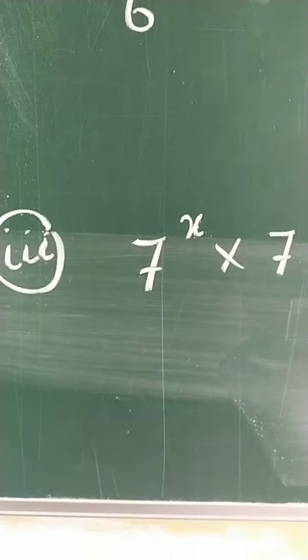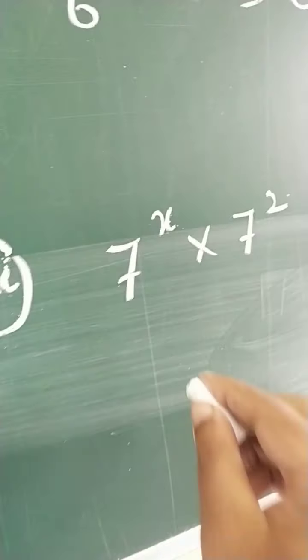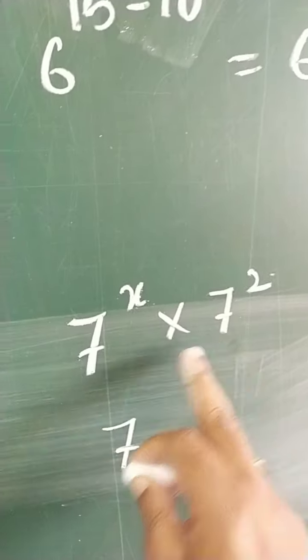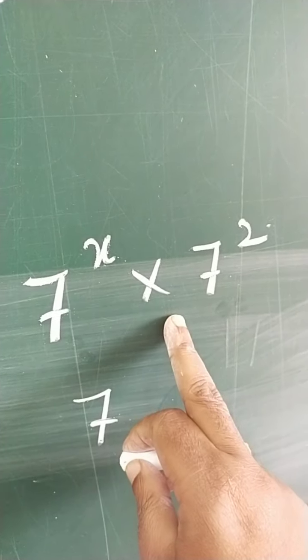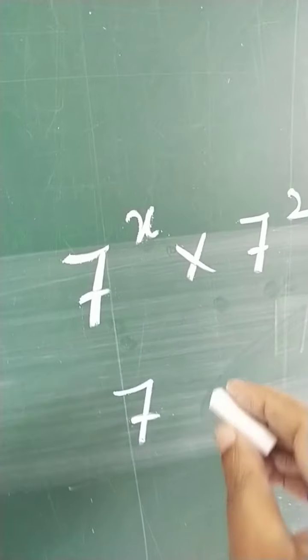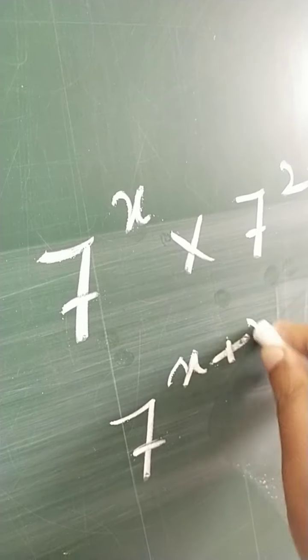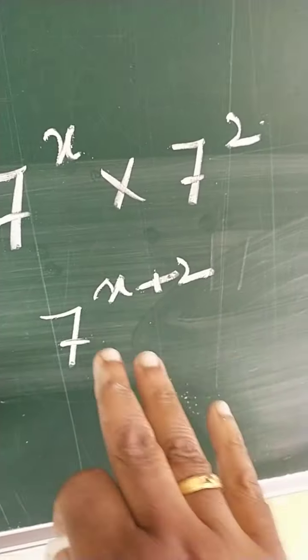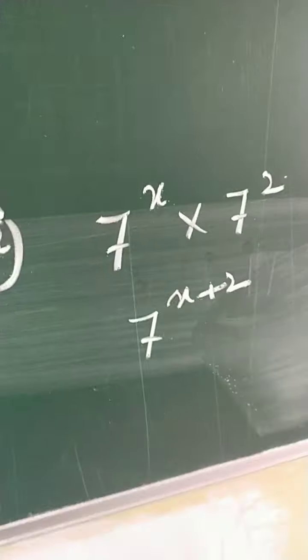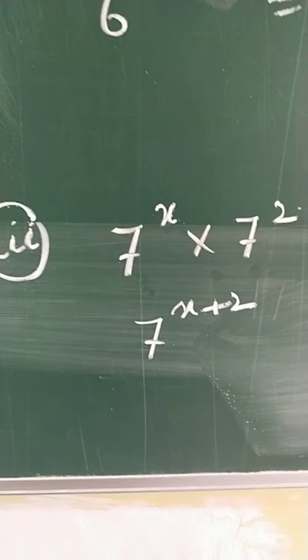Now what will be the answer of sum 3? See, these two are carrying the same base, they have a multiplication sign in between, so we have to add the powers, that is x plus 2. We cannot simplify x plus 2 because they are unlike terms, so we'll keep it in this form only. So this is the required answer.